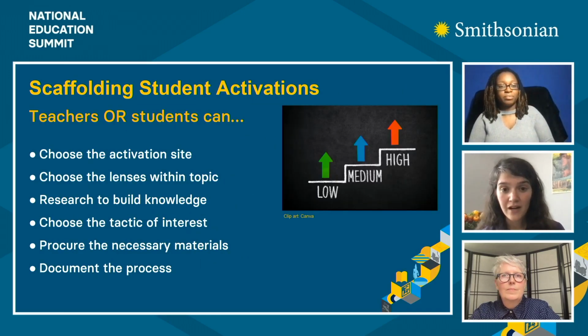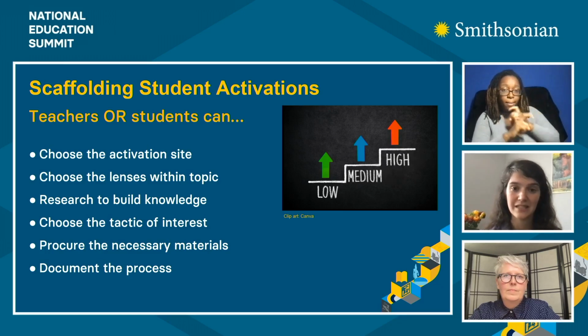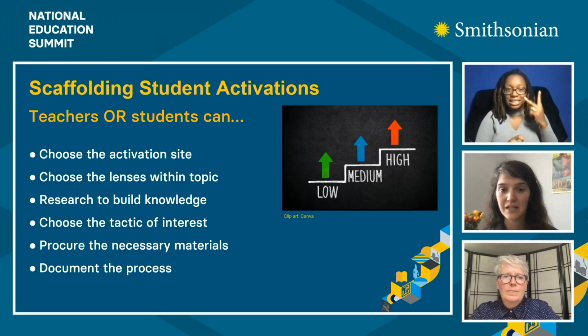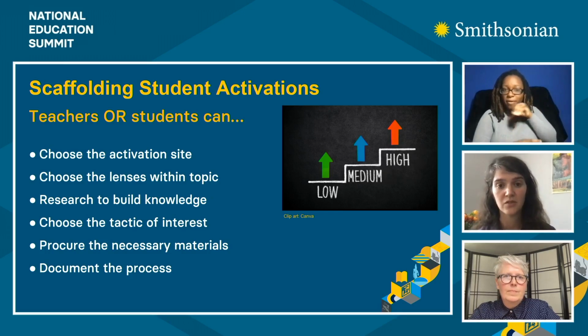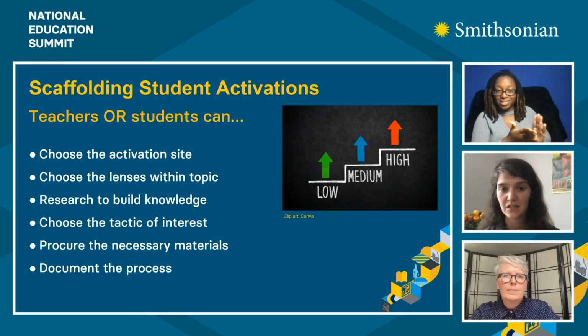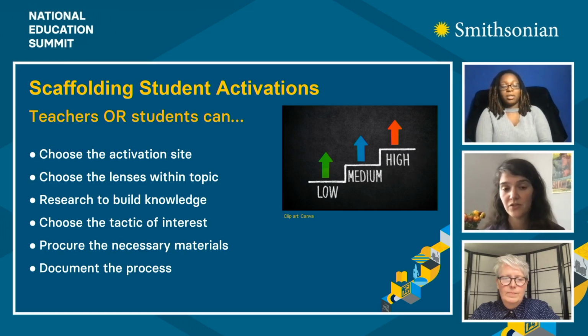Thank you. When you are supporting the students in an activation process, there's so many spots to scaffold and to make this more complex or less complex. You can think of it being on a dimmer switch, and it's really up to you whether you take on a part of the process or you leave it for students to do. And those decisions are going to be guided by your learning objectives, your standards, what you're trying to help students achieve through the activation. So teachers or students, for example, could choose the activation site.